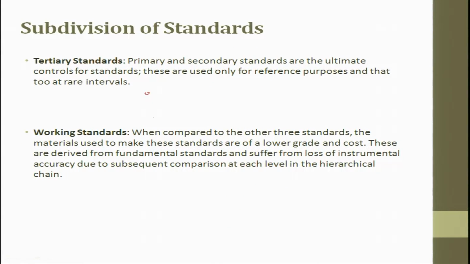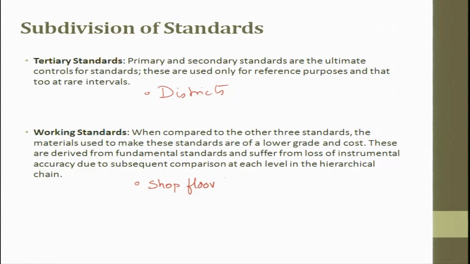The third one is called ternary. This can be at every district. Primary and secondary standards are the ultimate control standards. These are used only for reference purposes, and that too at rare intervals. Ternary is from the secondary. Primary and secondary are checked at rare intervals. This ternary is frequently checked with the secondary and it is calibrated. And the last one is the working standard, which can be at every shop floor.